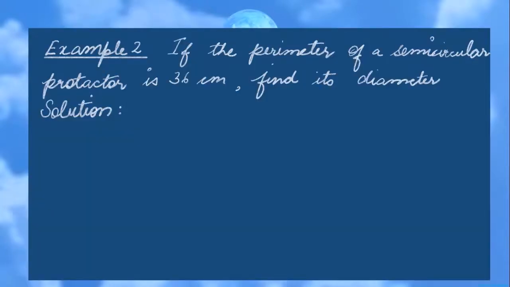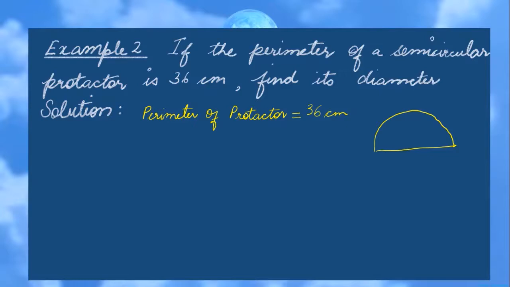Example second is, if the perimeter of a semicircular protector is 36 centimeter, find its diameter. Now what they are saying, first take the protector. Your protector is just like this. So perimeter is given. Perimeter of protector is your 36 centimeter.